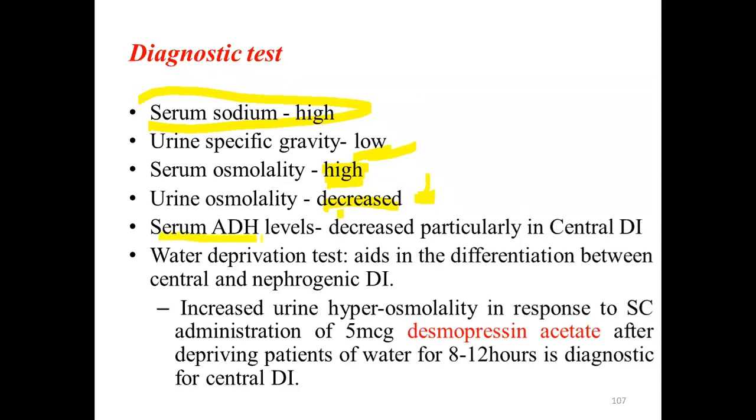Then when you look at the serum ADH, it is usually decreased, particularly in central DI. When a patient has central diabetes insipidus, mostly the patient will have a low level of antidiuretic hormone. Apart from that, the water deprivation test is very important to differentiate between central and nephrogenic DI. The water deprivation test is usually given along with a desmopressin test. Let me talk about this one, then I will end the session for today.